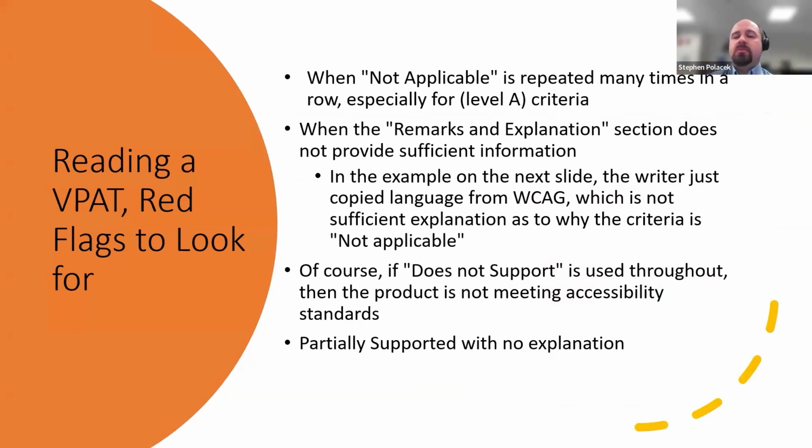First is when not applicable is repeated many times in a row, especially for level A criteria. When I talked about not applicable, I used the example of video and audio content because their product doesn't generate it or doesn't have it as a native feature. But sometimes they'll put not applicable for sections they think aren't applicable, or they are saying, oh, the user wouldn't have this. But they also need to think about not just the user, but then the person generating the content, the people at both ends for most of these learning management systems.